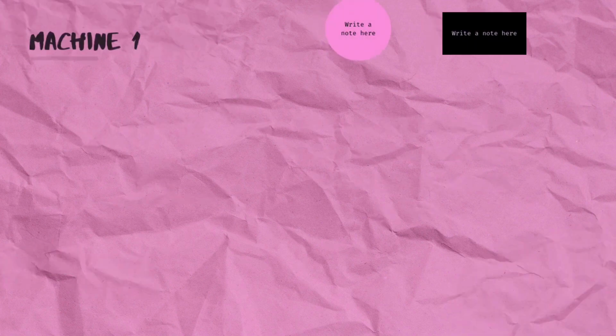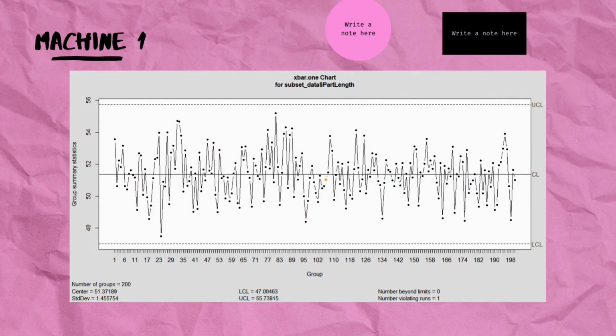Next, control charts for machine 1, 2, and 3. All of these charts use constant pressure and temperature, which is 200 kPa and 300 K respectively. For machine 1, the graph I obtained when I input the data in R gives UCL and LCL values of 55.7 and 47. The mean value for the machine is 51.37, while the standard deviation is 1.46.